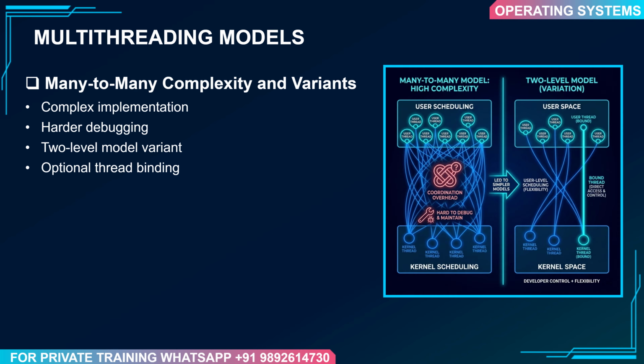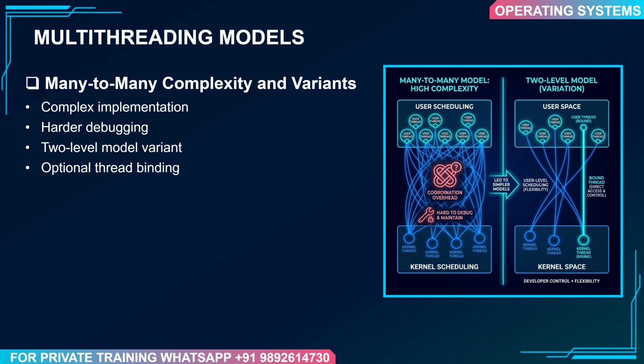Despite its flexibility, the many-to-many model is complex to design and implement. Coordinating between user-level scheduling and kernel-level scheduling is not trivial. Debugging and maintaining such systems is also harder. Because of this complexity, many general-purpose operating systems chose the simpler one-to-one model as hardware became more powerful.